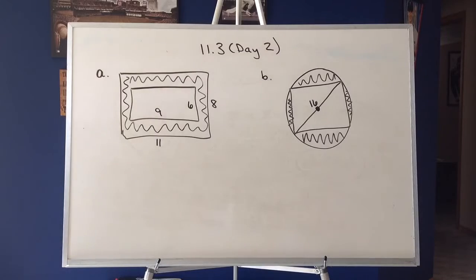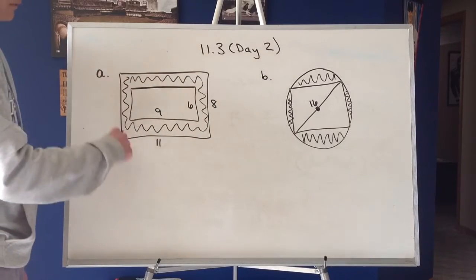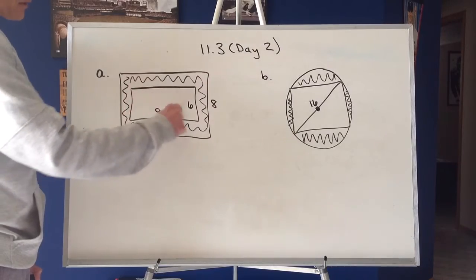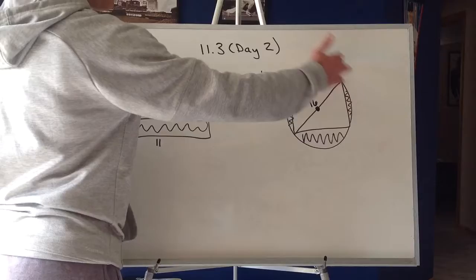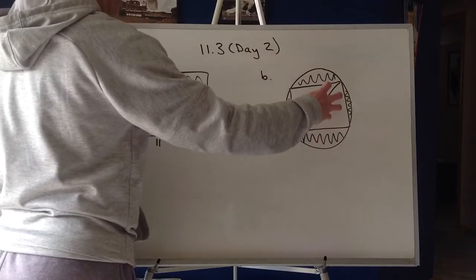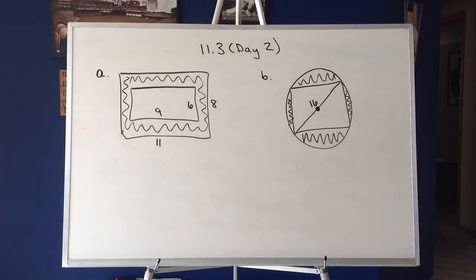The first one almost looks like a picture frame or a border, because you've got a big rectangle on the outside and a little rectangle on the inside. For B, you'll notice again you've got a big circle on the outside and a square on the inside. So that's what we're going to be working with: combining 2 or 3 shapes together to get what we need for the area.